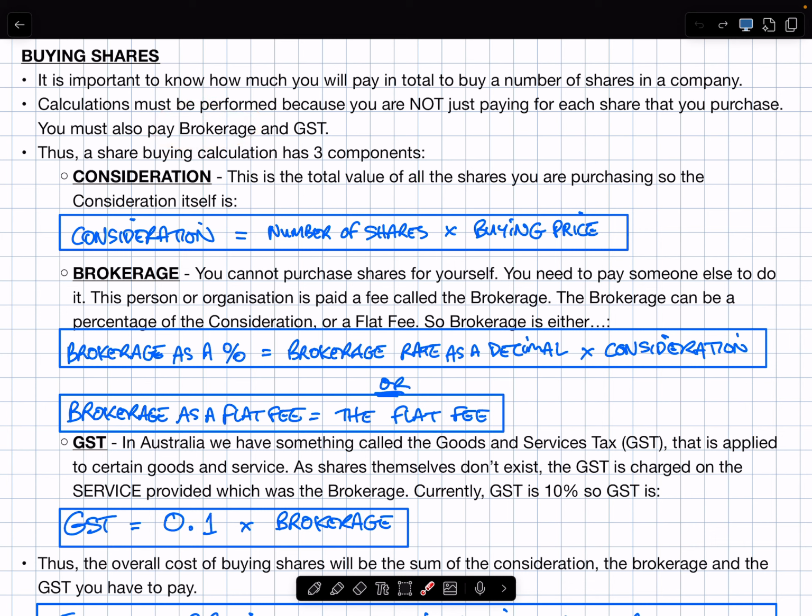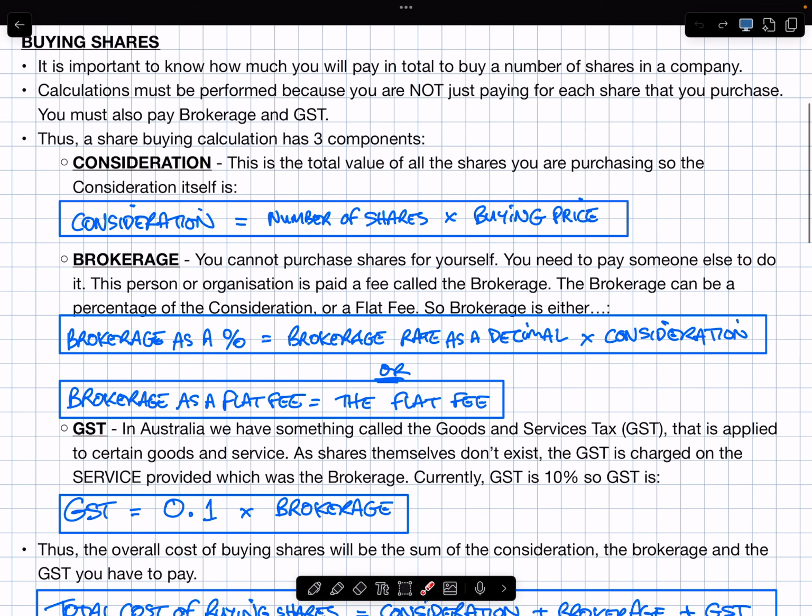There's three parts to any buying shares calculation. The first part is called the consideration. This is the total value of all the shares you're purchasing. So if there's something to go on your cheat sheet, you would write that the consideration is equal to the number of shares times by the buying price. For a quick example, if I wanted to buy 10 shares for $10 each, 10 times 10, my consideration would be $100.